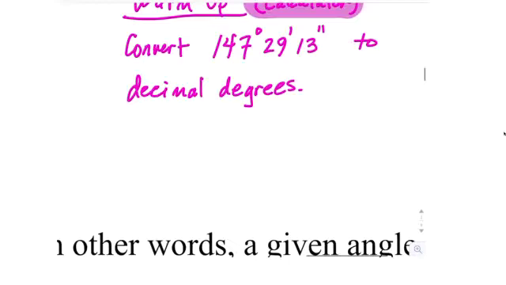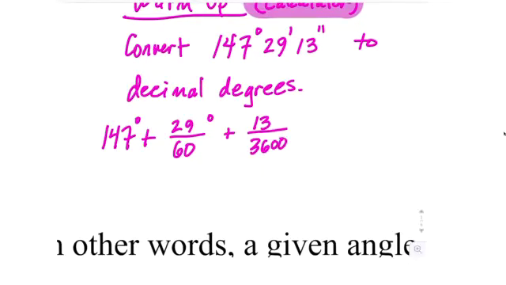So here's what I would expect to see on the quiz. 147 degrees plus, you could do 29 divided by 60 degrees plus 13 divided by 3600 degrees. That would be about the least amount of work you'd have to show, okay? Now, why does that work? Well, here's why it works.